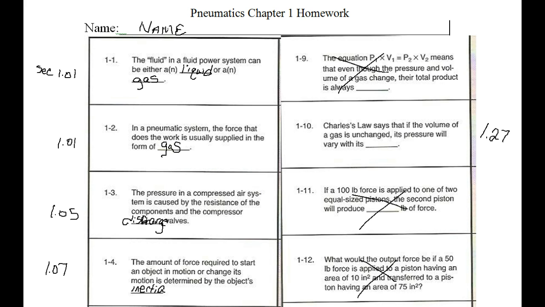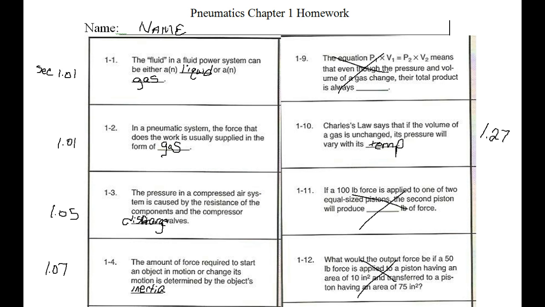Another physical law dealing with heat is Charles' law. It states, if the volume of a confined quantity of gas remains the same, the change in pressure of the gas varies directly with the change in the absolute temperature. So it'll vary with the temperature. So we'll say temp, or you can spell it all the way out.